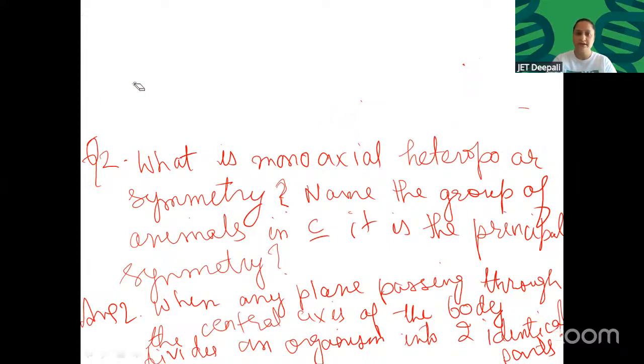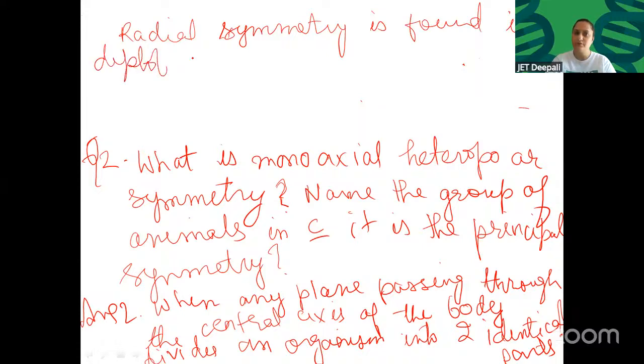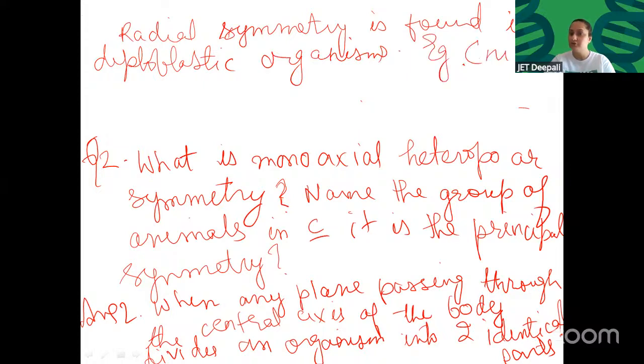Okay. The next part of the question I'm writing here. Monoaxial heteropolar symmetry is also called radial symmetry. This radial symmetry is found in diploblastic organisms. Example, cnidarians, your hydra phylum, and ctenophores.